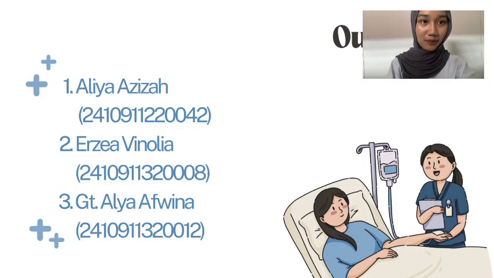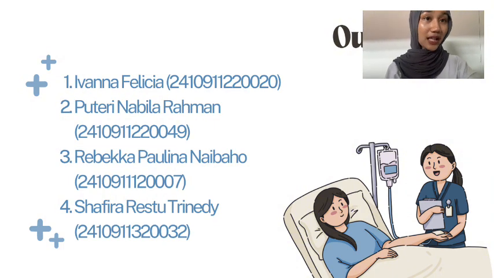Before that, let me introduce the members of Group 5. I'm Alia, then there are Lia, Zea, Eve, Nabila, Becca, and Vira.